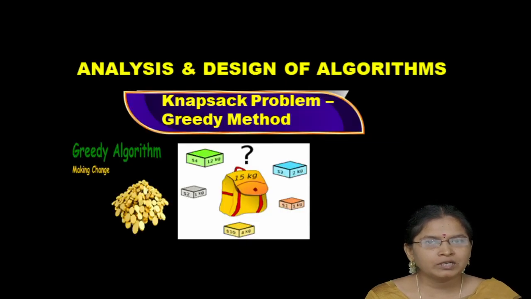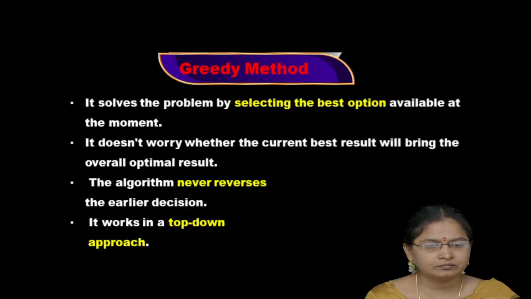Let's see about the knapsack problem using the greedy method. First, we see what the greedy method is. This greedy method solves the problem by selecting the best option available at the moment. It does not worry about whether the current result will bring the optimal solution or not. The algorithm never reverses the earlier decisions. It works in a top-down approach.